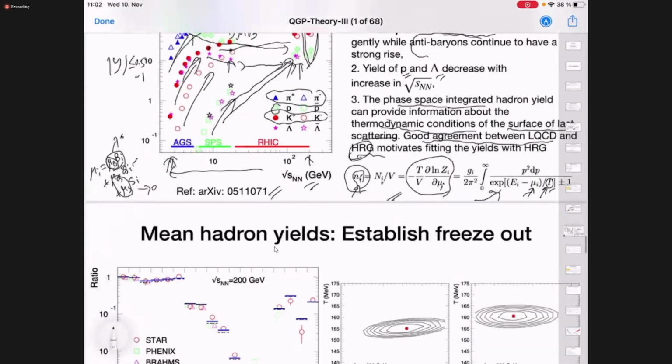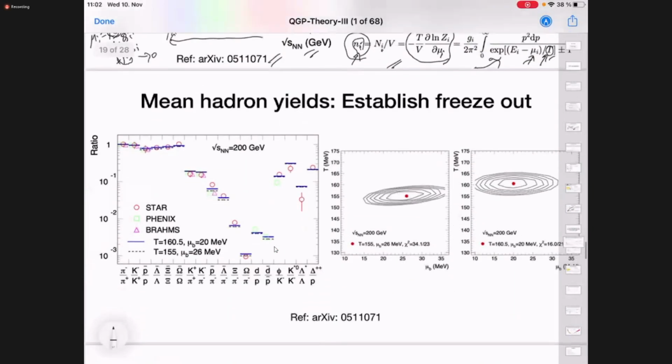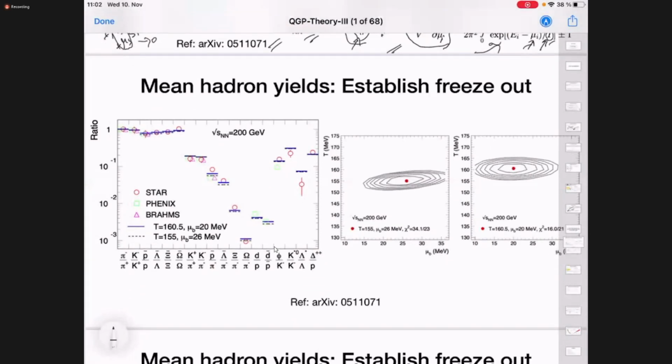So that's the argument. And this program has been carried out over the years across various beam energies. And here I particularly show one example at root S 200 GeV. And you have so many particle ratios.